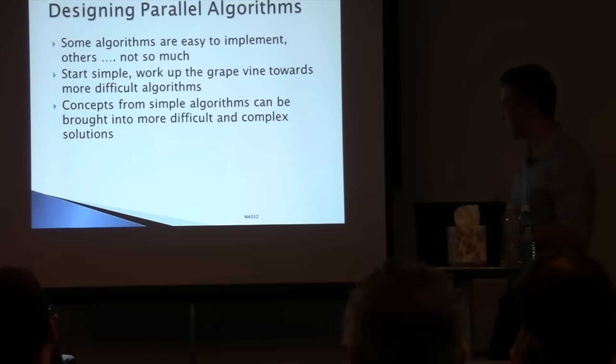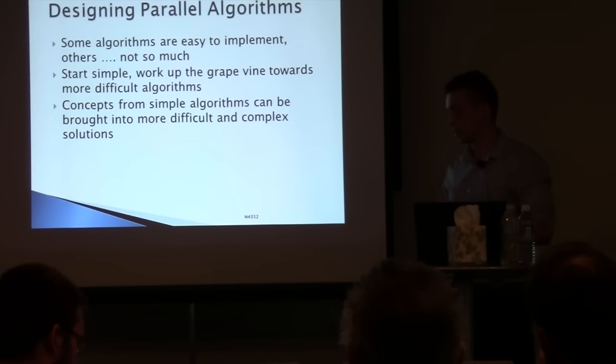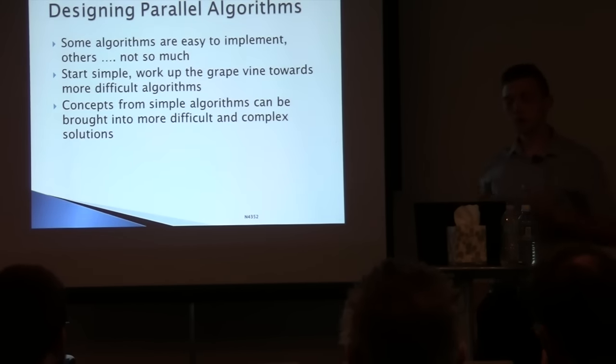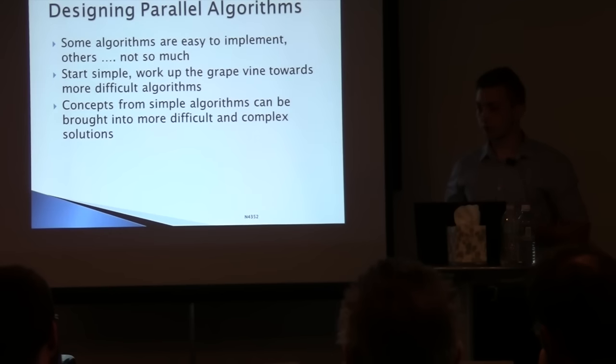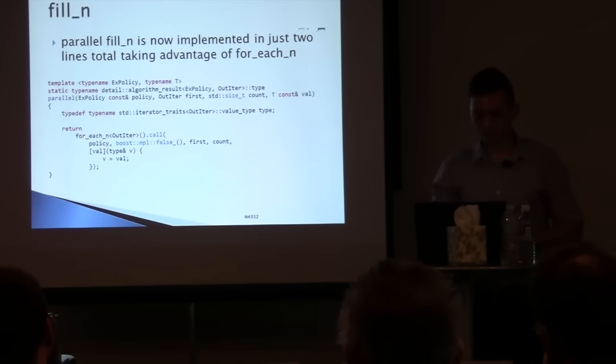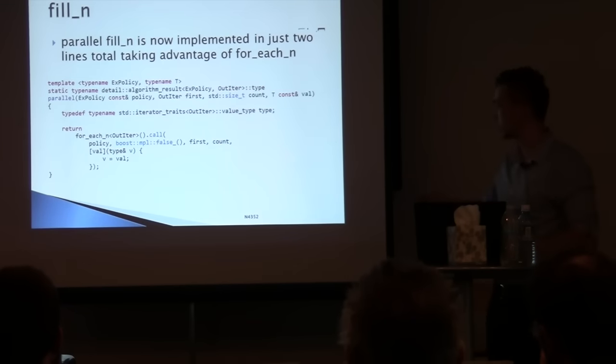Now, also when we were designing these parallel algorithms, we realized some were simple to implement, others not so much, in the case of copy_if in comparison to copy. We wanted to start simple and work up the grapevine and see how far we could get and the tools we could use from learning on these simple algorithms to get into the more complex ones. And we realized that a lot of the algorithms are almost trivial to implement once you have simple algorithms such as for_each. In the case of fill_n, if you don't count the typedef, fill_n can be implemented in just one line when you're calling a parallel for_each instead.